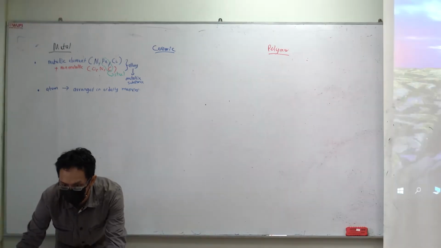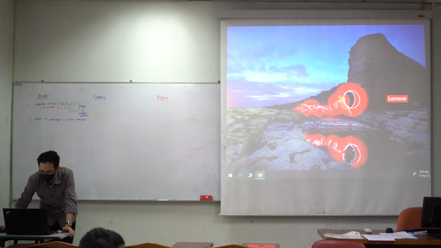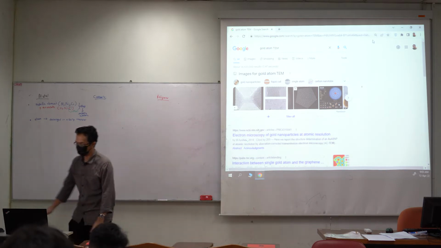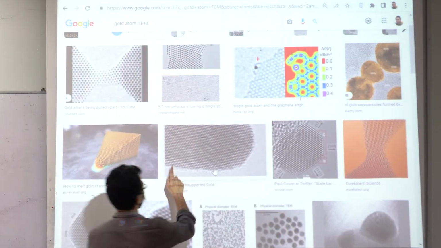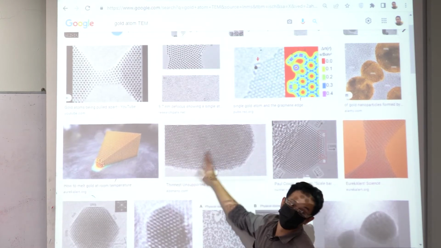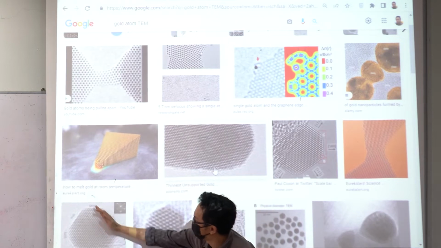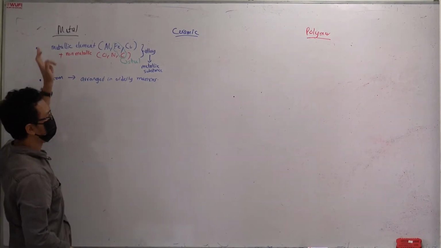Let me put here a gold atom. Let me find it first. Gold atom, TEM. If you look there, that is a gold atom viewed under very high magnification with an electron microscope. You can see the individual atoms arranged in a very orderly manner. Compare this with glass, you don't see this, it's just haywire. Compare this with polymer, you also don't see this. It's a totally different thing. So you have this crystal, the order in the packing of the gold atoms. That is one of the characteristics of metal: the atoms arranged in an orderly manner.